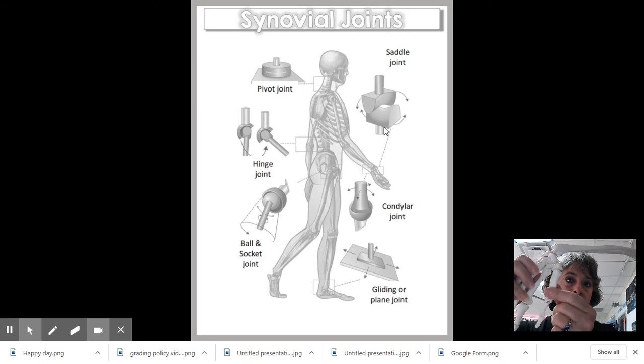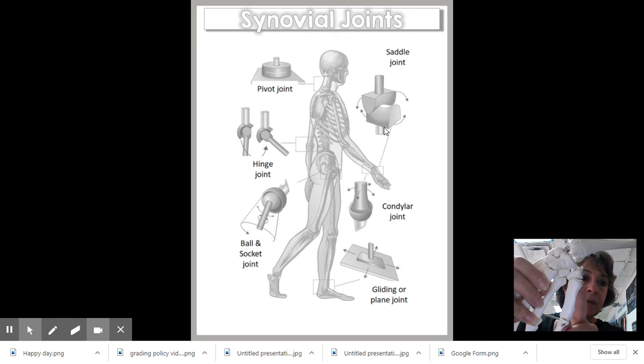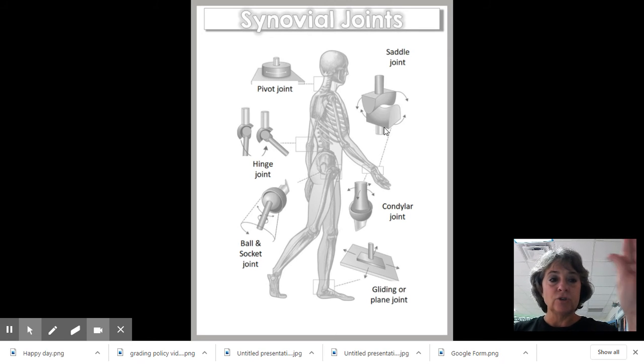So here's your thumb. And I can't move it because it's wired together. But right here is your saddle joint. And you can kind of see how it looks like the saddle right there. And this type of joint allows you to move your thumb like this. Okay, we are the only ones that have this, an opposable thumb, which allows us to grab and hold tools. Other animals don't have this, just primates.